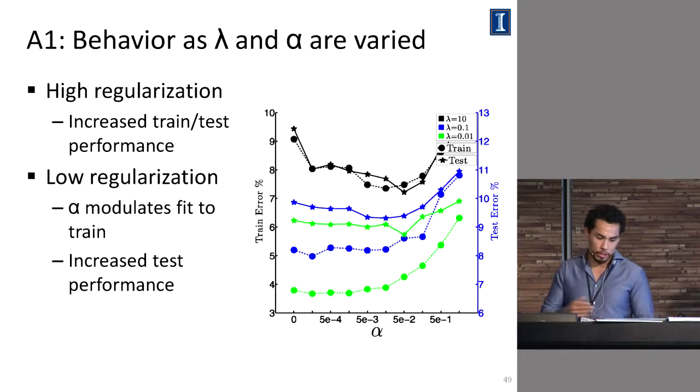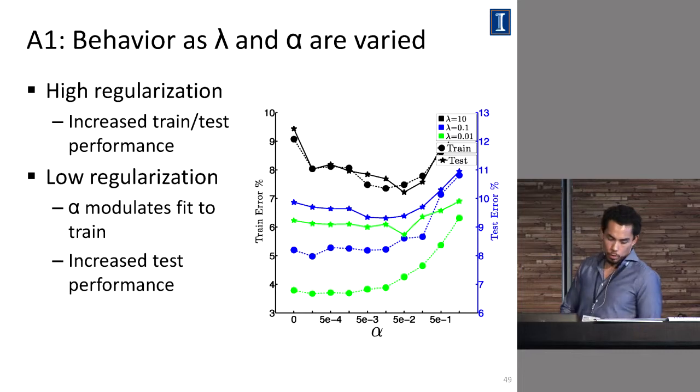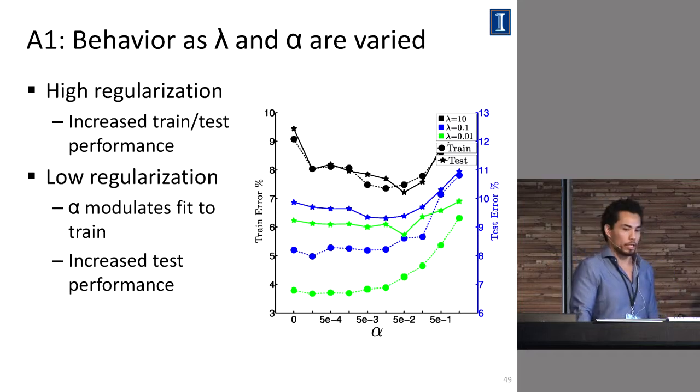However, at high regularization, what's happening is that the circles, so train performance, is more modulated. Alpha modulates the fit to train, but then for the stars, at test time, performance is sustained or improved, right? And here gains are marginal because the task is kind of simple with the coarse superpixels.